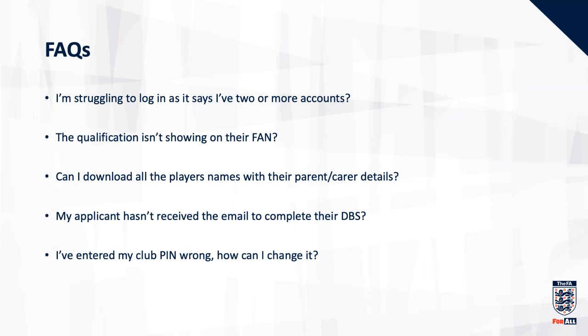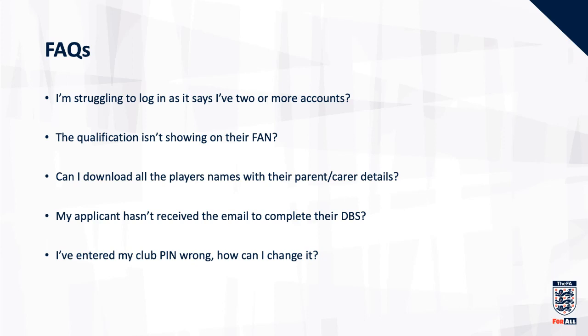Another one, which I've just covered really, is my applicant hasn't received the email to complete the DBS. There are two checks you can do. One, ensure that they are using the correct email address and that email is on their FAN record. And secondly, that they've logged into Whole Game System, gone to the My DBS tile and pressed select by the club they want to initiate their DBS check with. If that's still not generating the email, you'll see an email address in just a second to pick up. Just drop us an email and we will look into that for you.